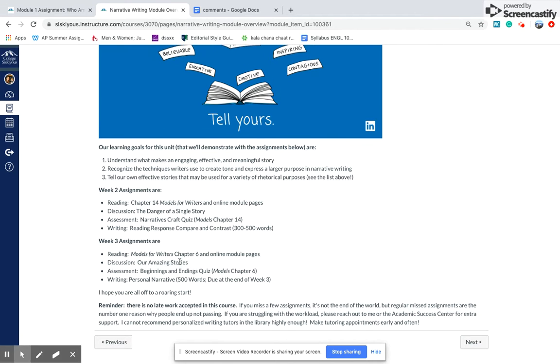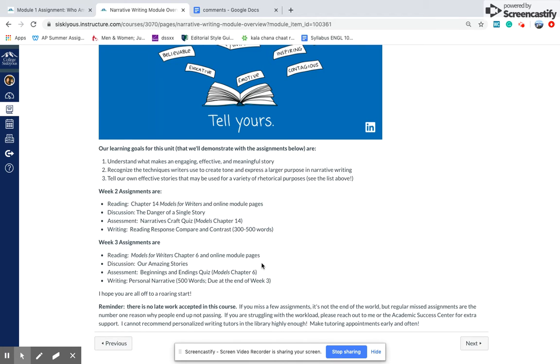Reminder, there is no late work in the course, so most of you are really awesome on getting that last essay in on time. If you miss a few assignments, not the end of the world, but you want to avoid missing deadlines regularly because that can tank your grade. Don't want that to happen for anybody. And if you're struggling, reach out, please.